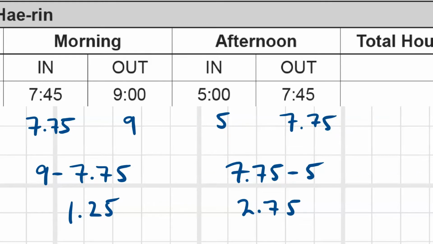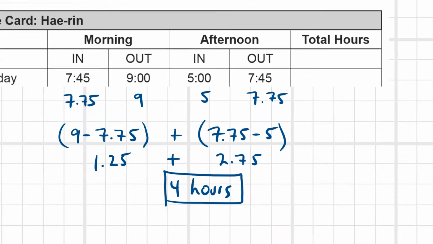I'm going to add these together, so I'm going to say plus. So actually, if I want to show this nicely mathematically, I could go like that. That's kind of nice. So what is 1.25 plus 2.75? I believe it is 4. So 4 hours. All right, that's pretty cool.